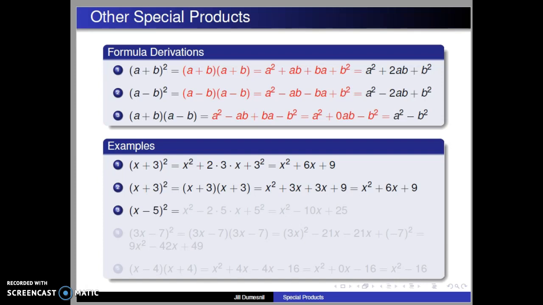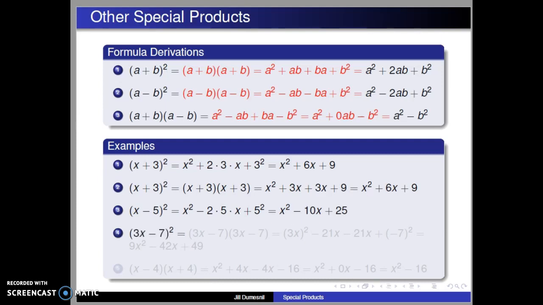Let's compute x minus 5 squared using the perfect square formula. We get the first term, x squared, minus twice the product of the terms 5 and x, plus the last term squared, 5 squared. This simplifies to x squared minus 10x plus 25.